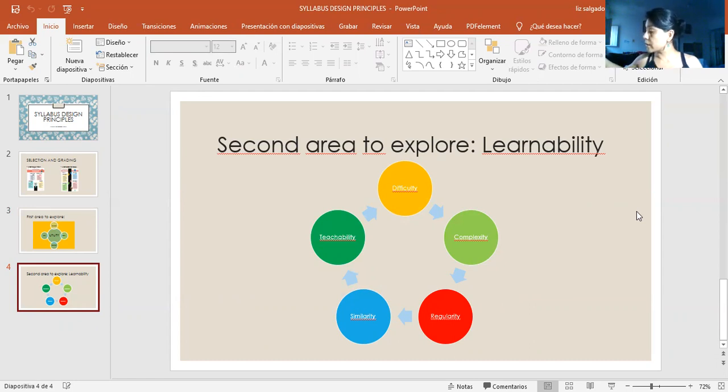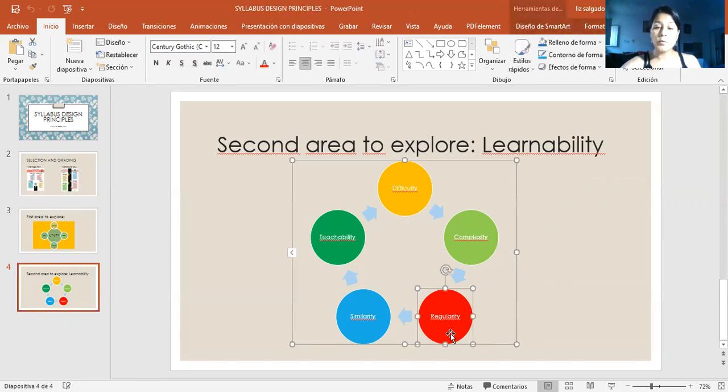So it's very important that we, as students and as teachers, know this about the complexity and the difficulty of what we are teaching. And regularity is how often we use this structure. And similarity refers to language 1 and language 2. There are some similarities between the language we are teaching and the mother tongue of the students, and we have to be clear and know what these are, to focus on the difficulty that students can have.